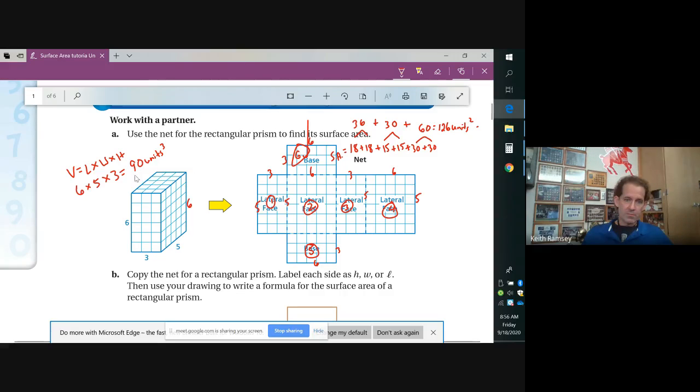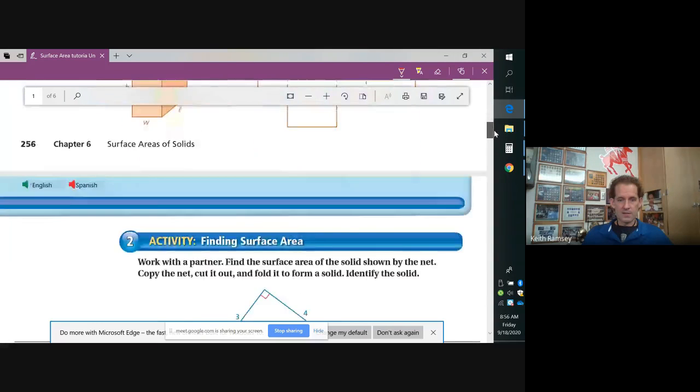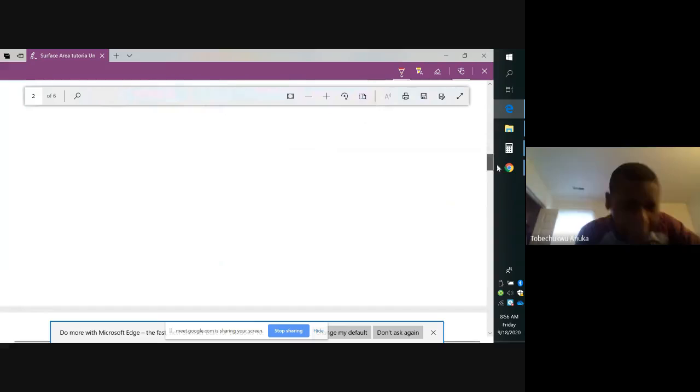So the volume, notice the volume is 90. The surface area over here is 126. Notice that I label them differently. This is units cubed for volume. This is units squared for surface area. Let's look at another example down here.